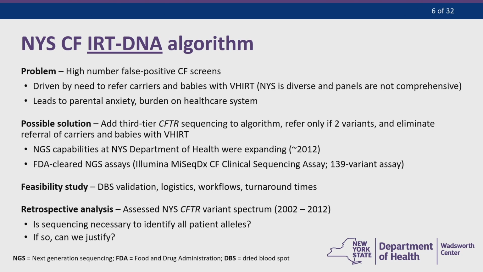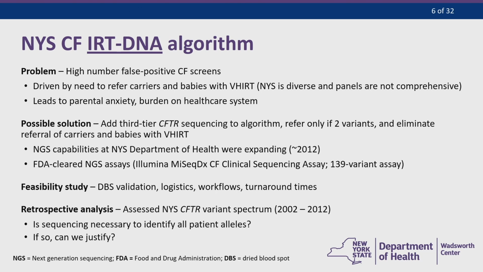California had been sequencing since they started screening in 2006. So we thought, can we use that model, add third-tier CF sequencing to our algorithm, refer only babies who have 2 variants, and then eliminate referral of carriers and babies with ultra-high IRT? At the time we were thinking about this, next-gen sequencing capabilities started emerging at our center.